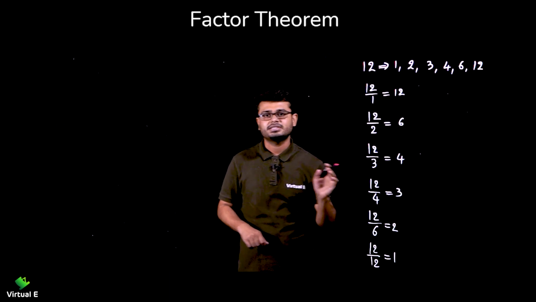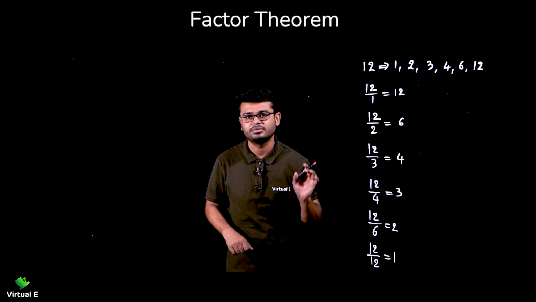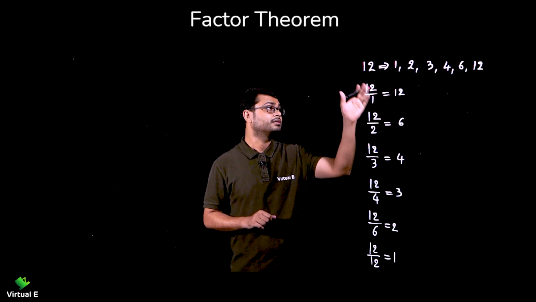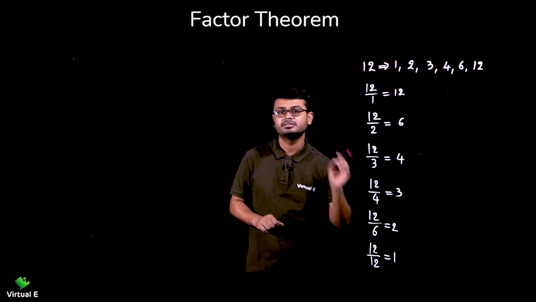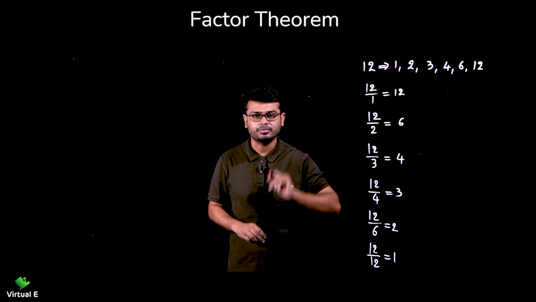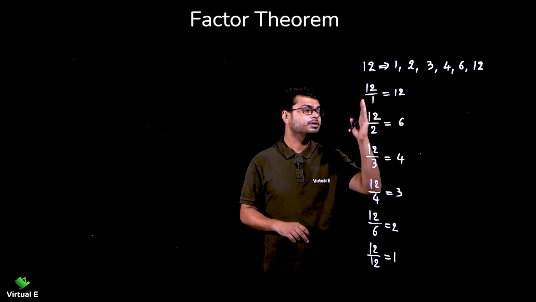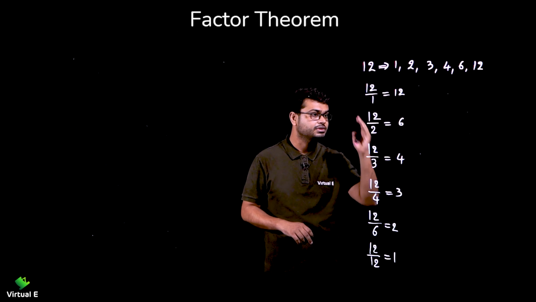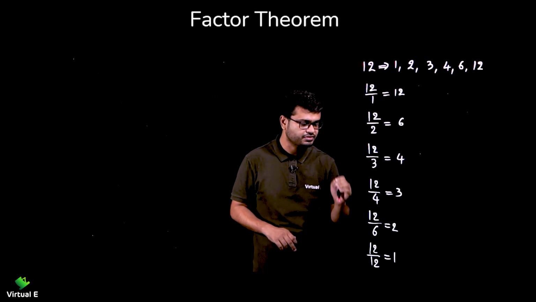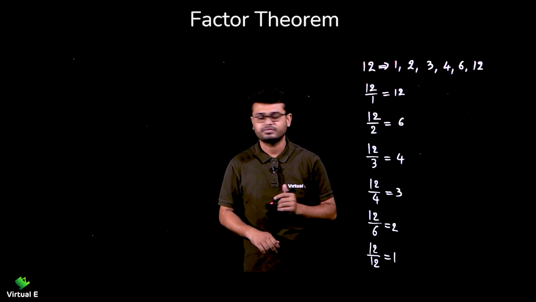In all the cases, the remainder will be 0, right? When we divide a number by its factor, the remainder will be 0. So I can say that 2 is a factor of 12, 3 is a factor of 12, 4 is a factor of 12.